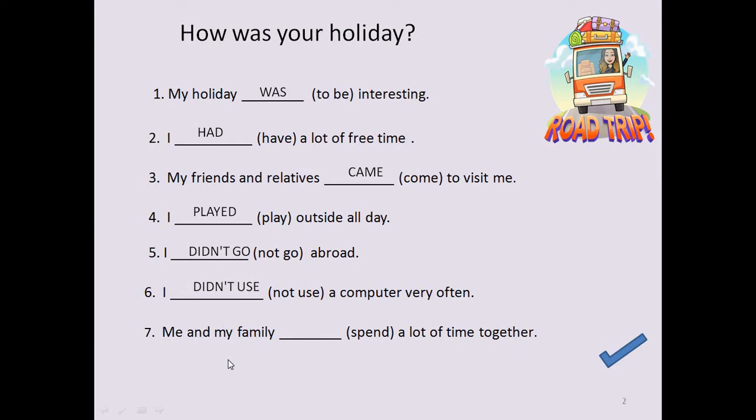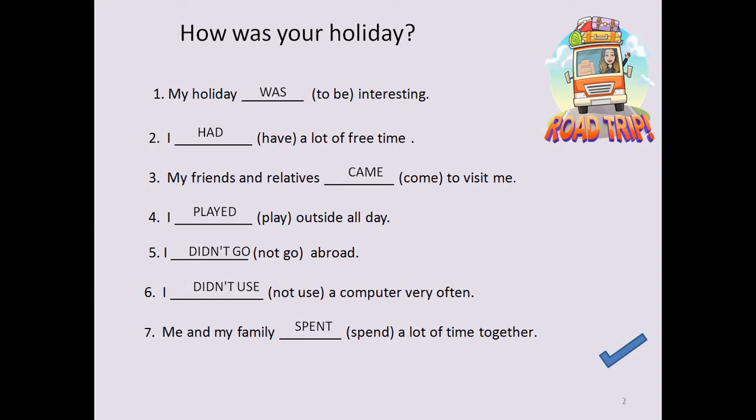Sedma rečenica. Me and my family spent a lot of time together. Ja i moja porodica smo proveli puno vremena zajedno. What about you? Was your holiday interesting? Did you have a lot of free time? Did your friends and relatives come to visit you? Did you play outside all day? Did you go abroad? Did you use the computer very often? Did you and your family spend a lot of time together?